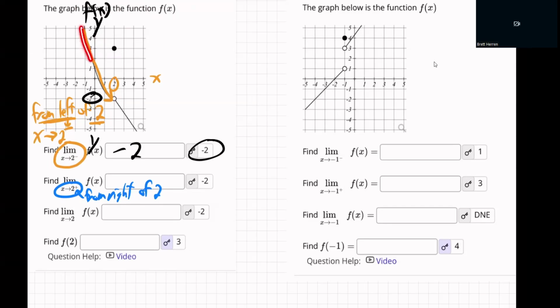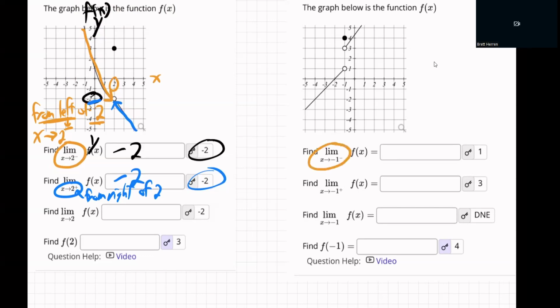As you're coming to this point, you're coming to 2. What does it look like your height is coming close to? Negative 2. Let's try this right here. What if you go to 2 from the right? So that's coming this way. And again, it looks like you're coming to a height of negative 2. You might think, aren't they always going to be the same? No. Let's go over and look at the other graph for a minute, and you'll see what I mean.